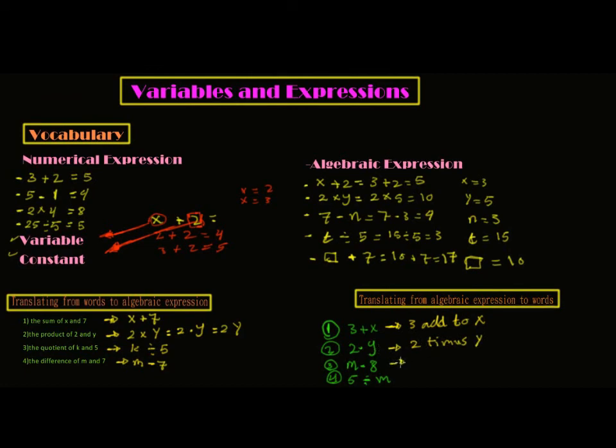Here we have subtraction, m minus 8. So I read that expression as m minus 8. Okay, the last one we have here is 5 divided by m. So what I read now I will write: 5 divided by m. So that's our lesson today, and thank you very much.